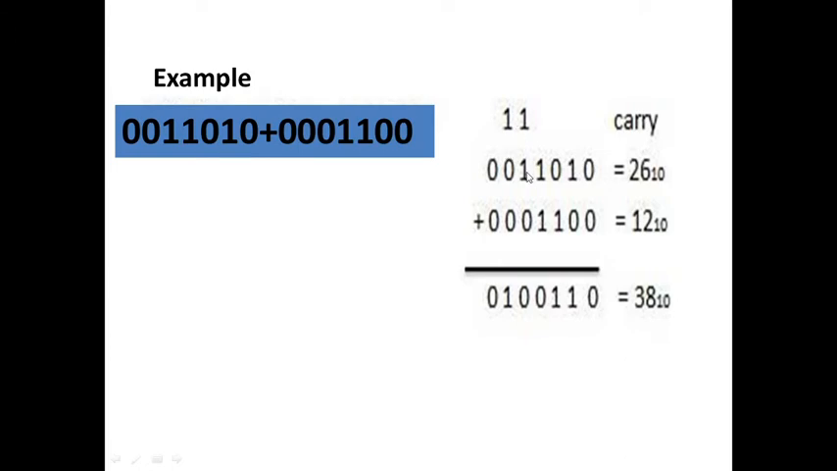So 1 plus 1 is 0. That 0 plus this 0 is 0. And whatever carry was generated here was transferred here. Now 1 plus 0 is 1, plus 0 is 1. 0 plus 0 is 0. You can very well check it because this is 26, this is 12, converting binary to decimal. So 26 plus 12 is equal to 38. You can very well check it out.